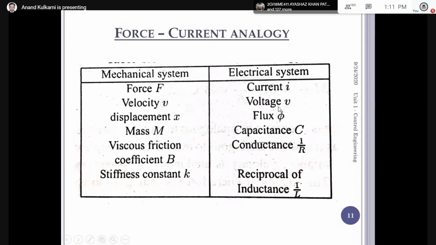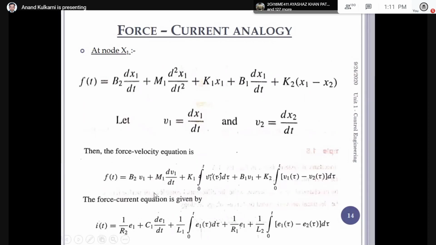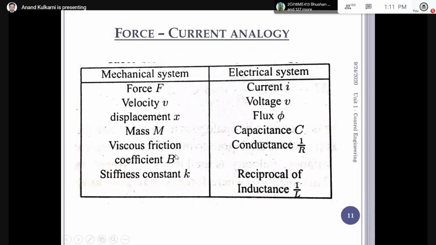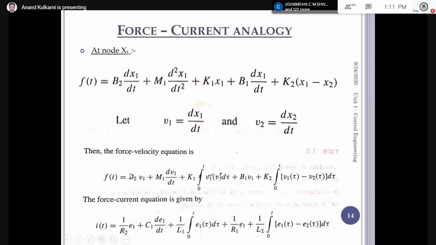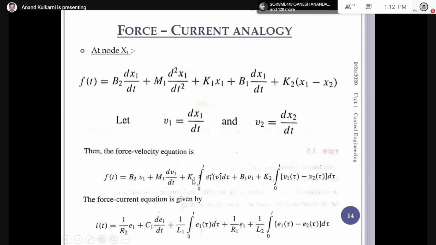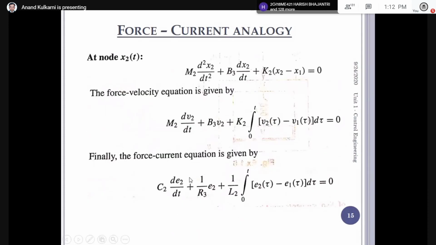Then velocity is voltage. We replace velocity with small e, as we have written here. Then damper is 1 by R. Then mass is C. So we have written this, mass is C.